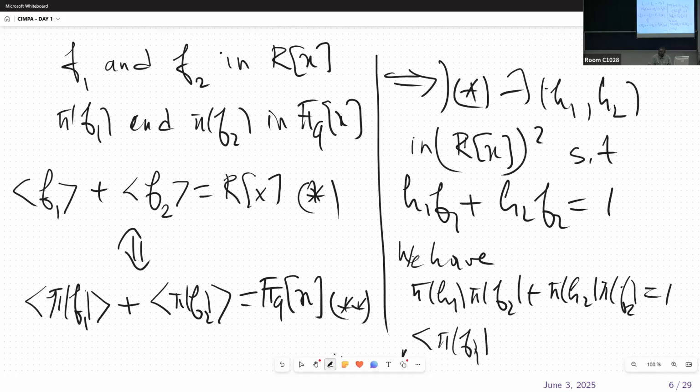This proves that the ideal generated by PF1 plus PF2 equals FQX. This means the ideals generated by PF1 and PF2 are coprime. The inverse sense, we leave the inverse sense in this proof as an exercise.